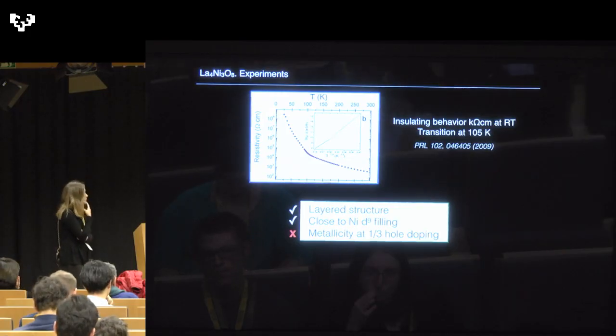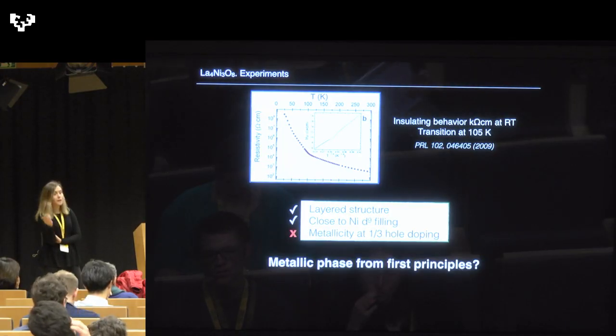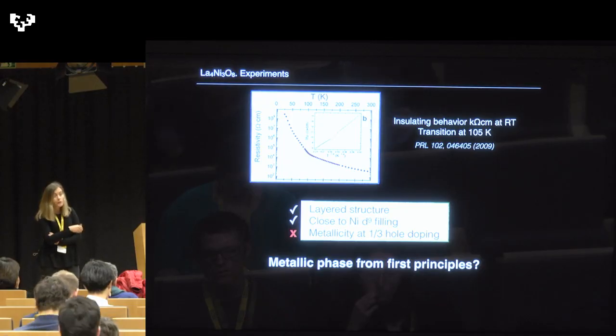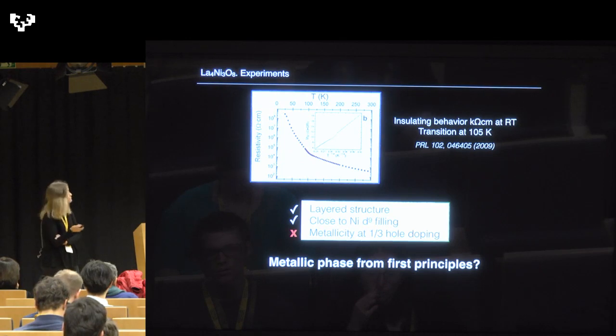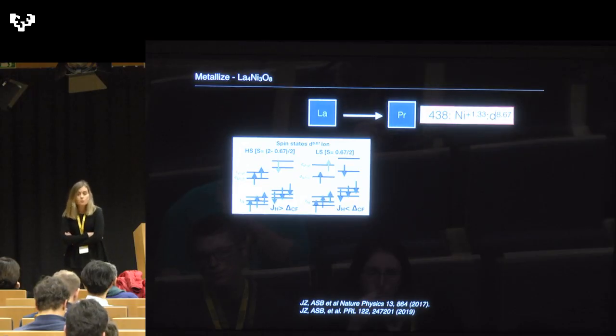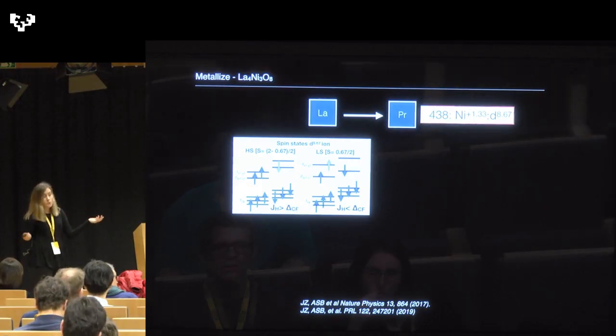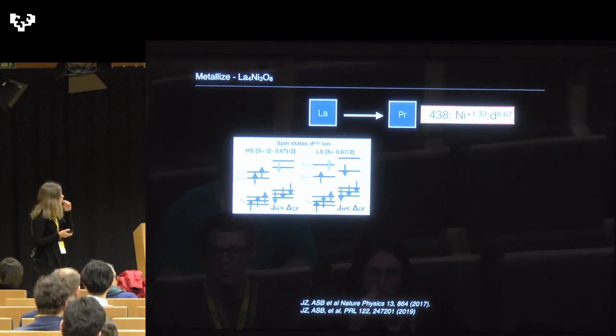So too bad. But you might just take the challenge as an opportunity and think, okay, is there a way in which I can get a metallic phase from here? And is there a way in which I can actually predict that from first principles? One thing you may think of doing is substituting lanthanum by a smaller ion, like praseodymium, to increase the bandwidth and hence the tendency towards metallicity, and see what happens.